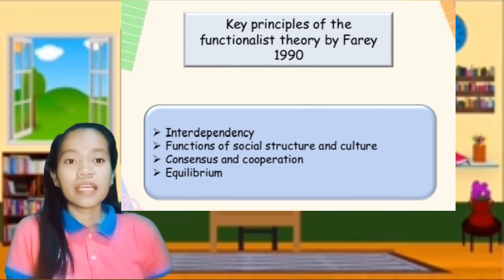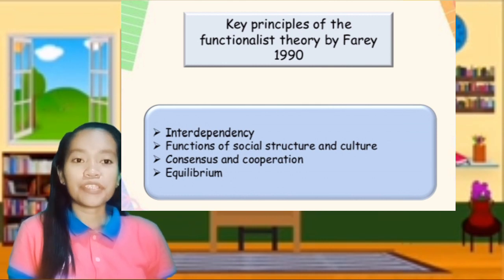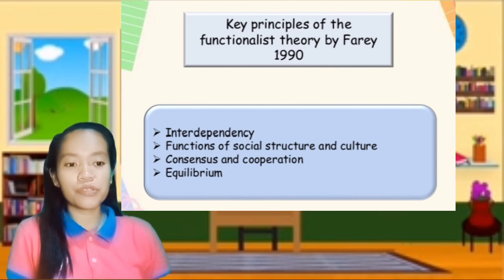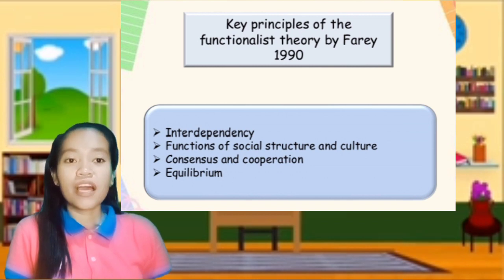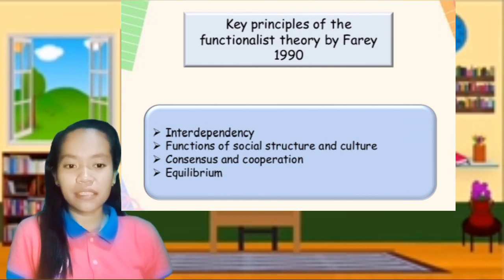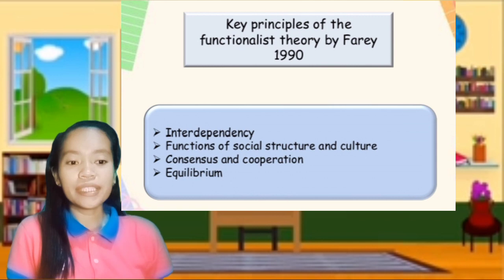So next are the key principles of the functionalist theory by Farley 1990. So there are four: interdependency, functions of social structure and culture, consensus and cooperation, and equilibrium. So the first one is interdependency. Every part of society is dependent to some extent on the other parts of the society, so that what happens at one place in society has important effects elsewhere.